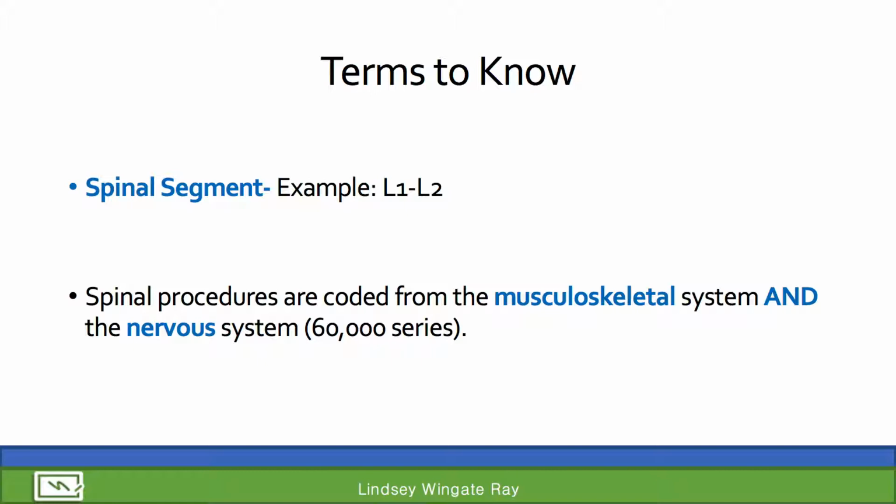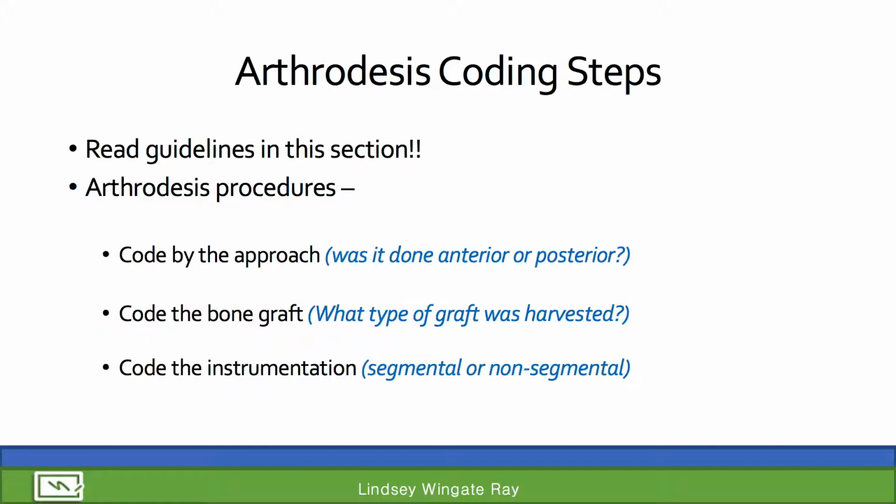A spinal segment looks like L1 to L2. That is considered a segment. A vertebra is just L1. Spinal procedures are coded from the musculoskeletal system and the nervous system because there are nerves that run through the spine. There are a lot of guidelines in the spinal section. I encourage you to read them and highlight them.